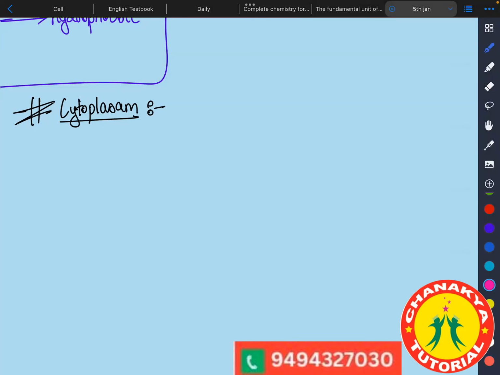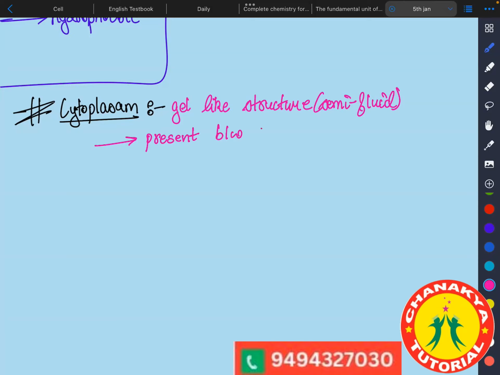Okay, so basically it is a gel-like structure, isn't it? Yes, sir. It is a gel-like structure, which is fluid or semi-fluid? Semi-fluid. Sure, it is a semi-fluid. Where is it present? It is present between what? The plasma membrane, the cell membrane, and the nucleus.